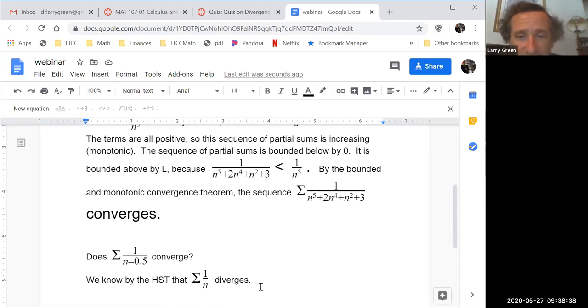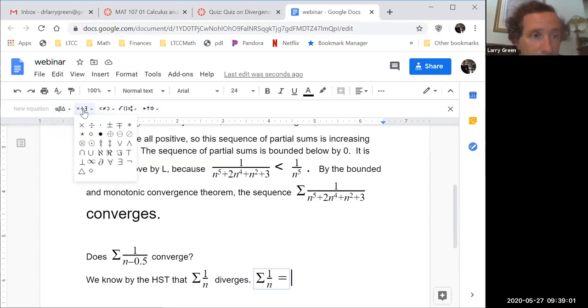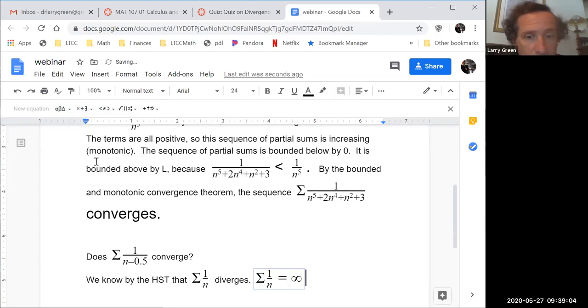So now let's see if we can play a similar game. What does that mean? Another way of saying that is that the summation of 1 over n equals infinity. That's kind of what it means to diverge. The limit goes to infinity is another way of saying equals infinity.